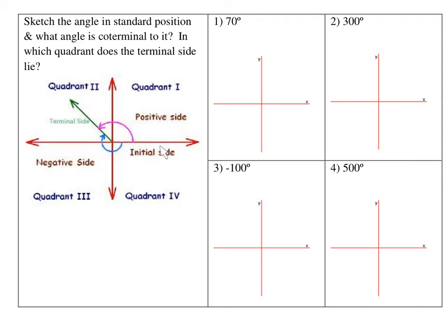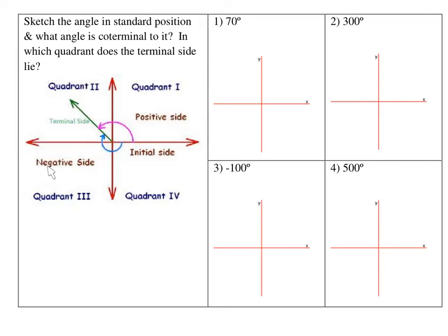This is called your initial side. So for each of these, that's your initial side right there. And we're going to find an angle going to a side out here. This is called your terminal side. You see right there. So we're going to be given this angle or this angle and find the other one.